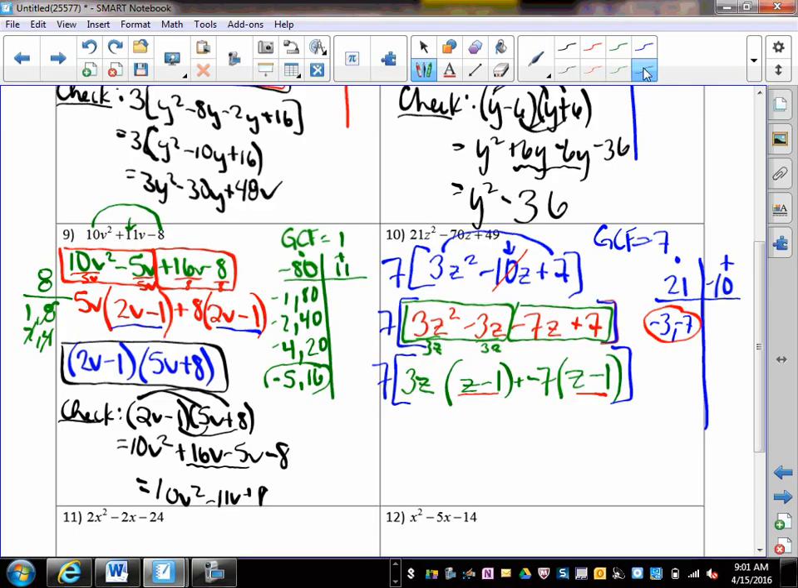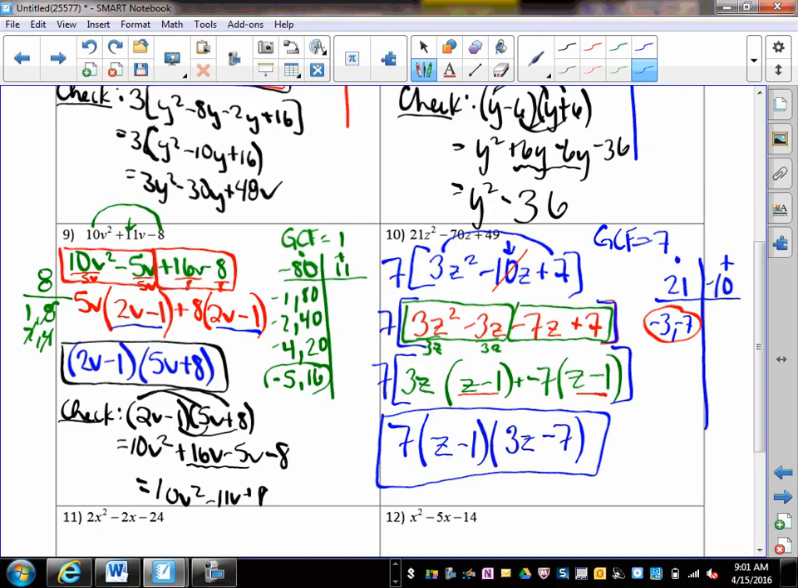My GCF is still hanging out in front. My parentheses match, so I take that out. And Gabby, what's left behind now? Negative 7 and the 3z. So 3z minus 7. Go from left to right. Okay, good. Again, you should check it, but for sake of time, I'm not going to make us. Questions on that? Okay, let's move down.